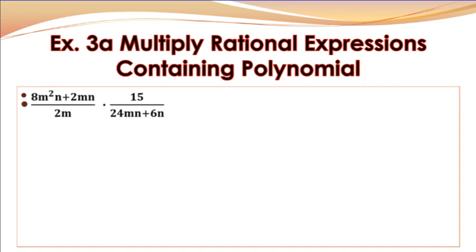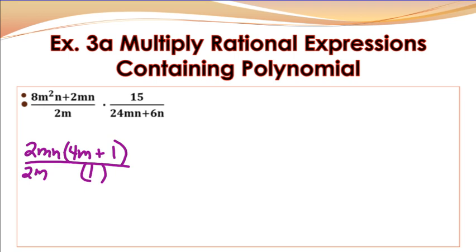Okay, our next one here, multiply rational expressions containing polynomials. So again, just factoring out where you can first and then simplify. So in the numerator, the first one, I know I can factor out a 2, m, and n. And when I do that, I'm left with 4m plus 1. And in the denominator, I can take out a 2m, and I don't have anything left. Well, I have a 1 left over in the denominator.